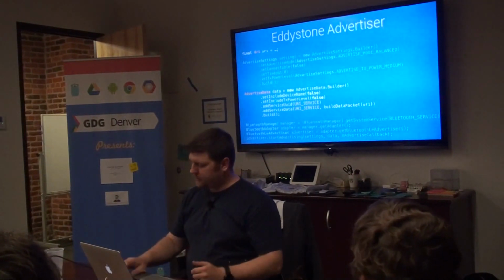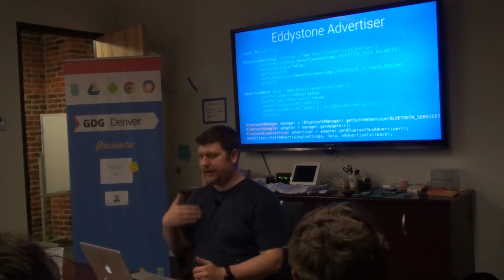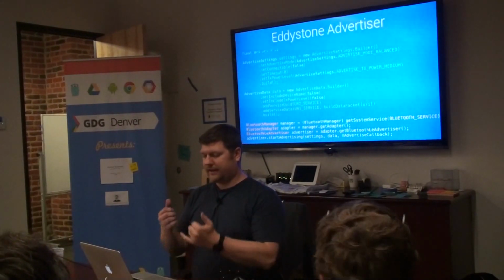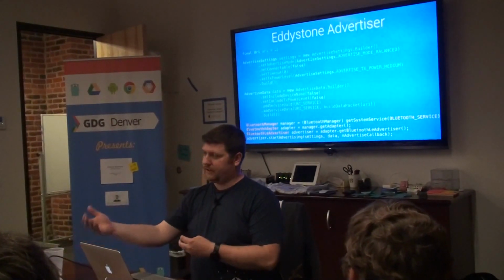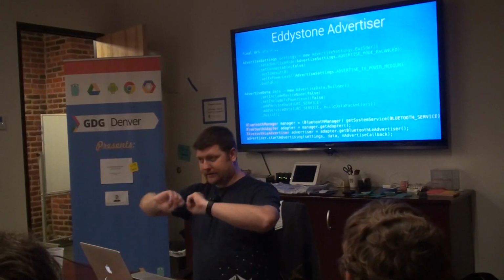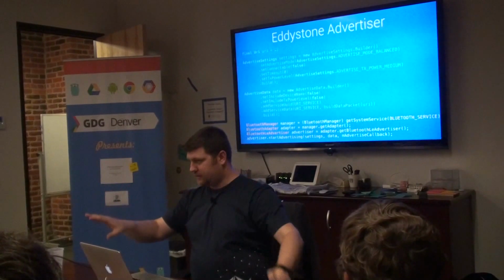Then, just like similar APIs we had before, we get access to the system's advertiser instead of the scanner, and we pass that settings and data off to the advertiser to start a new advertisement. Okay? And then my Android device will now start broadcasting this stuff off into the world.